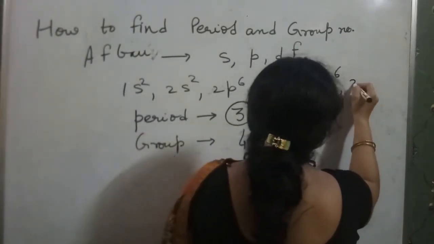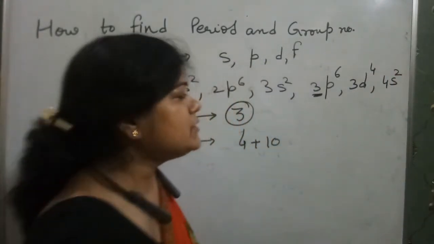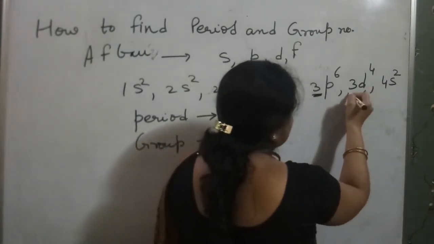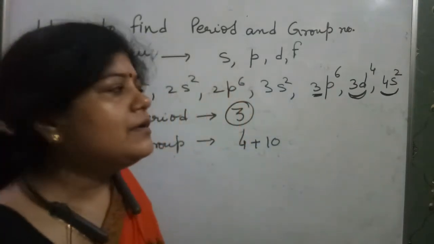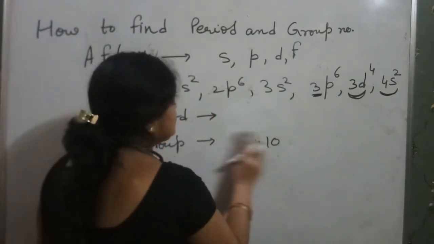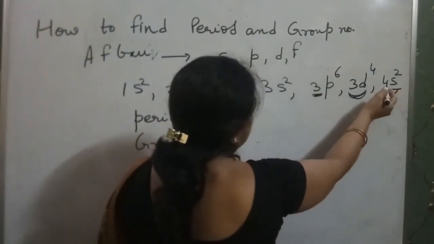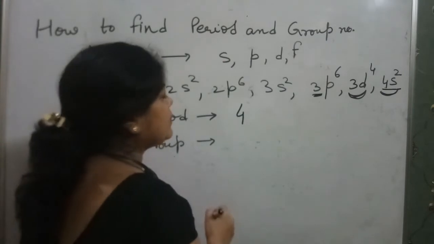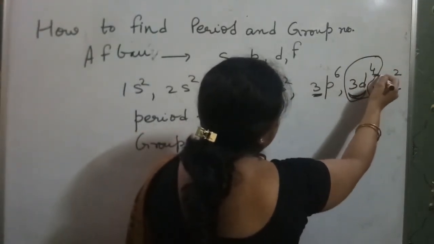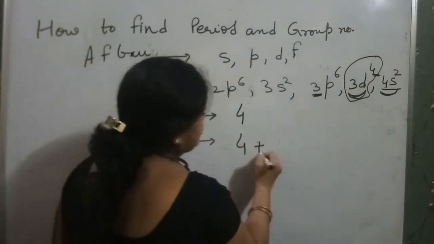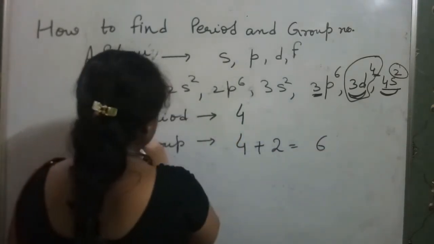Now for example, if we have the configuration in this way: 3p6, 3d4 and 4s2, because whenever we have to fill electrons in the d orbital, we first have to fill electrons in the s orbital. Now in this case, the period becomes what? The last one is 4s2 because it is higher, so the period is 4. But the group is now, as it has a d orbital, the number of electrons in d, which is 4, plus the number of electrons in the s orbital, that is 2. So we have the sixth group.